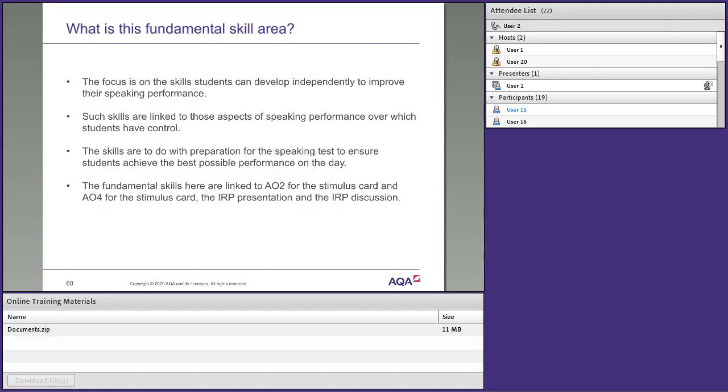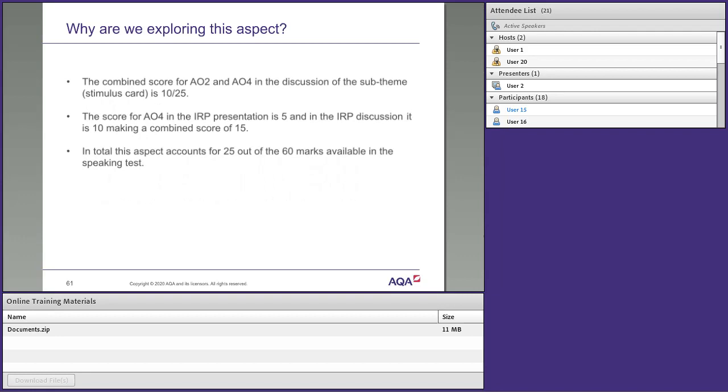And what we're going to look at here are AO2 on the stimulus card and AO4 on the stimulus card, the IRP presentation and the IRP discussion. While we're looking at this, the combined score for AO2 and AO4 in the discussion of the sub-theme is 10 out of 25. So again, if they can bank that almost before they go in, they're doing well.